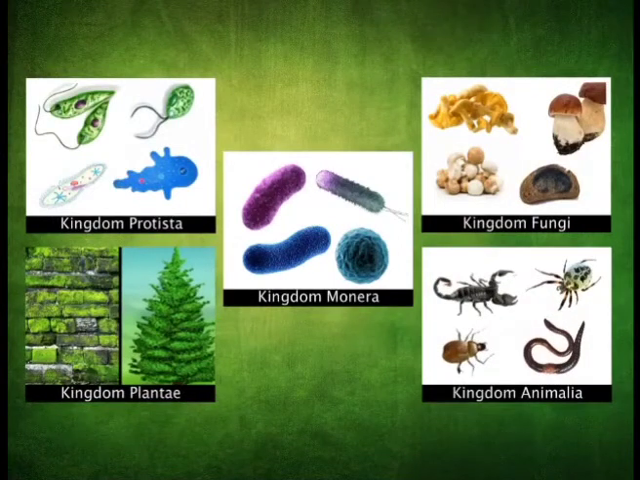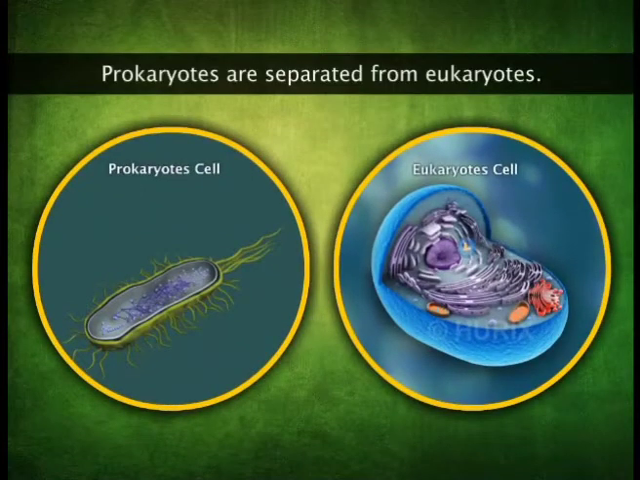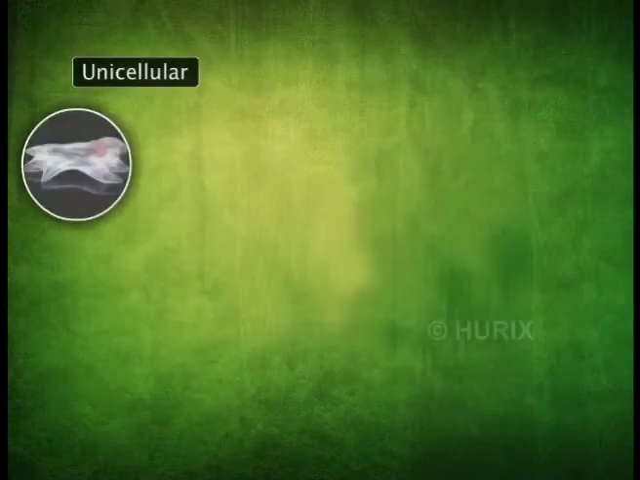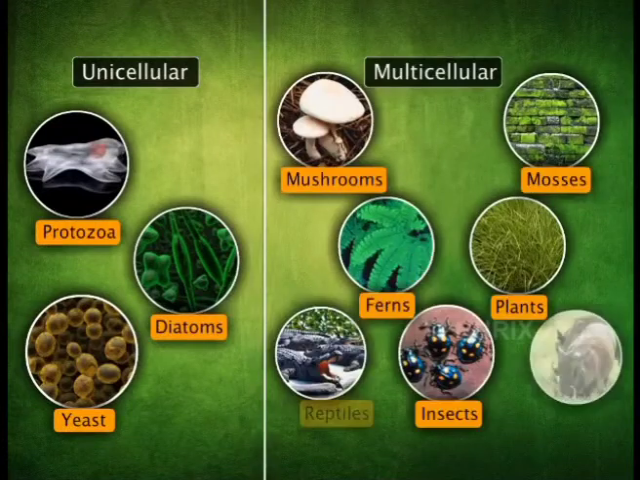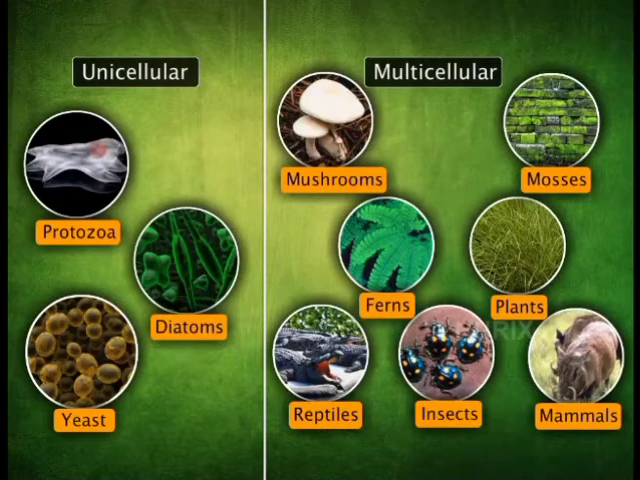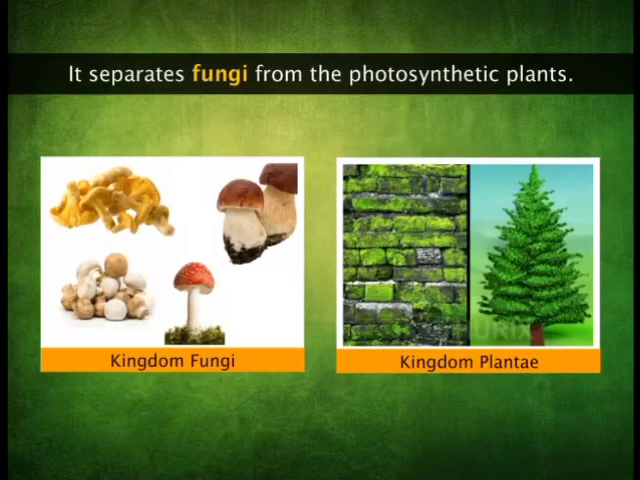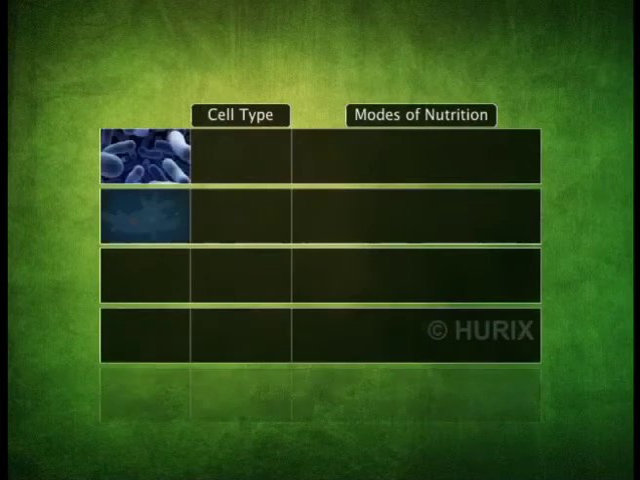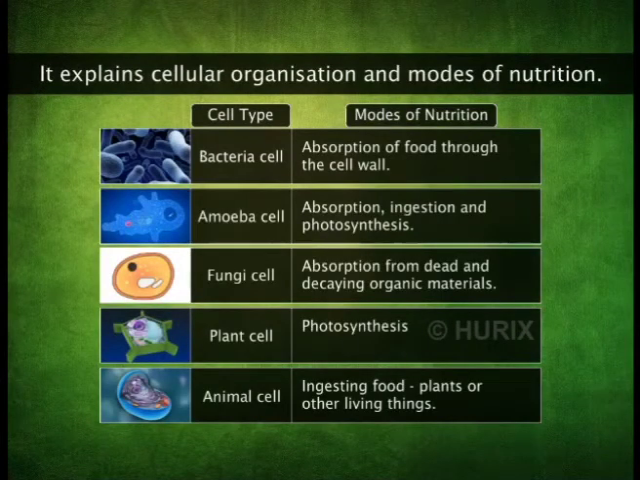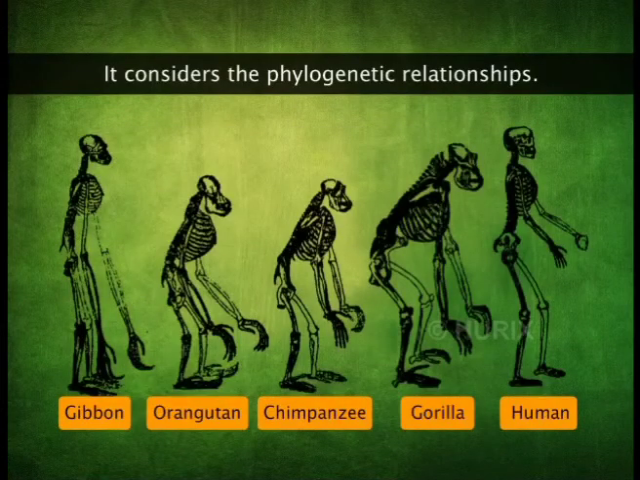Arranging organisms in a systematic manner is useful in many respects. The classification of kingdoms separates prokaryotes from eukaryotes. Prokaryotes differ from all other organisms in their general organization. This system also classifies unicellular and multicellular organisms in separate kingdoms. It separates fungi, the non-photosynthetic organisms, from the photosynthetic plants. This system of kingdom classification gives a clear understanding of cellular organization and the modes of nutrition. It also takes into consideration the phylogenetic relationships.